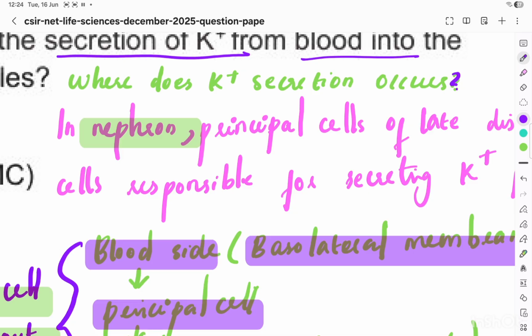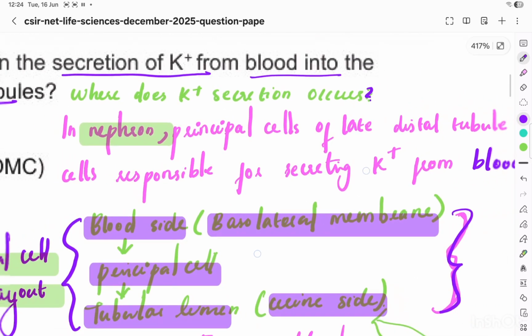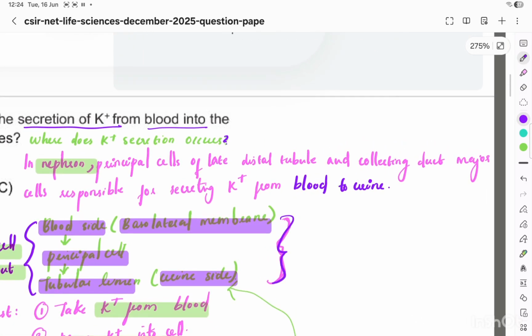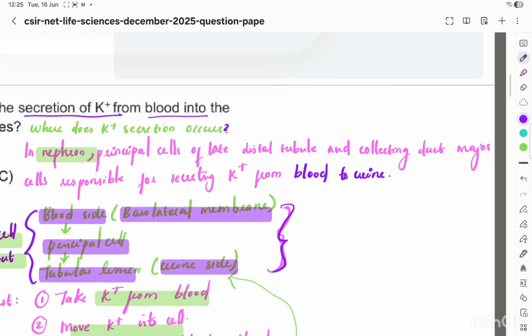In the nephron there are principal cells of the late distal tubule and collecting duct. They are the major cells responsible for secreting K+, that is potassium, from blood to the urine. If you understand that basic concept, we can move on to more details of the principal cell and how the movement of potassium occurs.